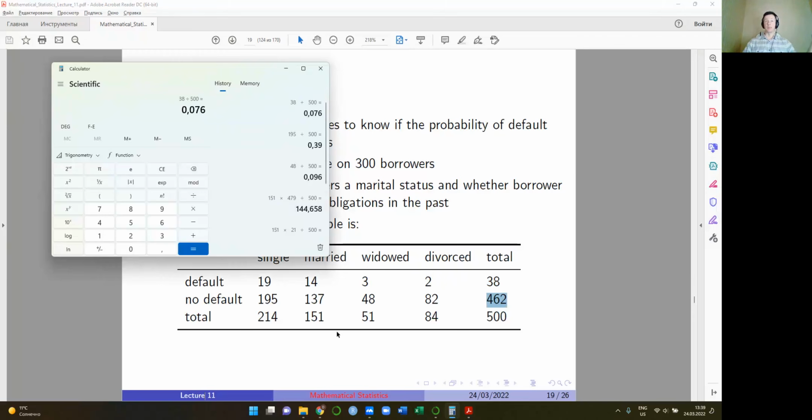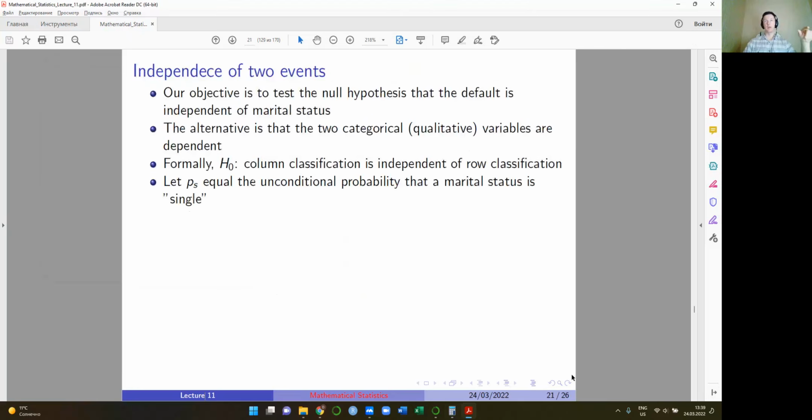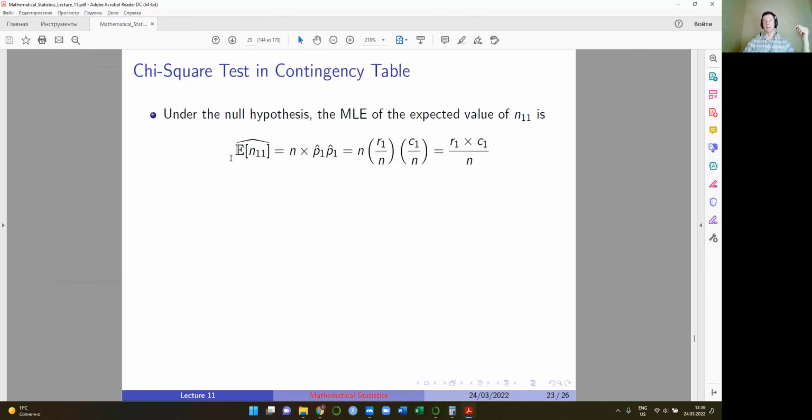What is the probability that we will randomly select a married person, no matter whether defaulted or not? So the estimate of this probability is 151, this column total, divided by 500. So it's 30%, almost 30.2%. So that's what we are doing. With the help of this table, we estimate all these probabilities, row probabilities, column probabilities, and the probabilities inside. And then we do the following.